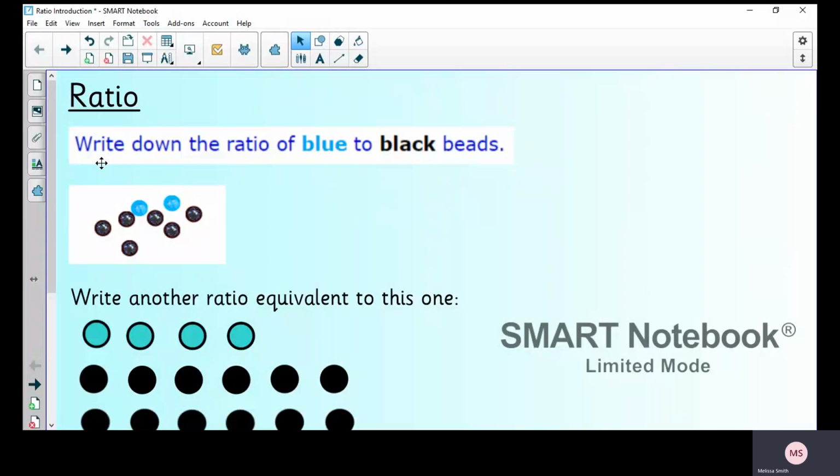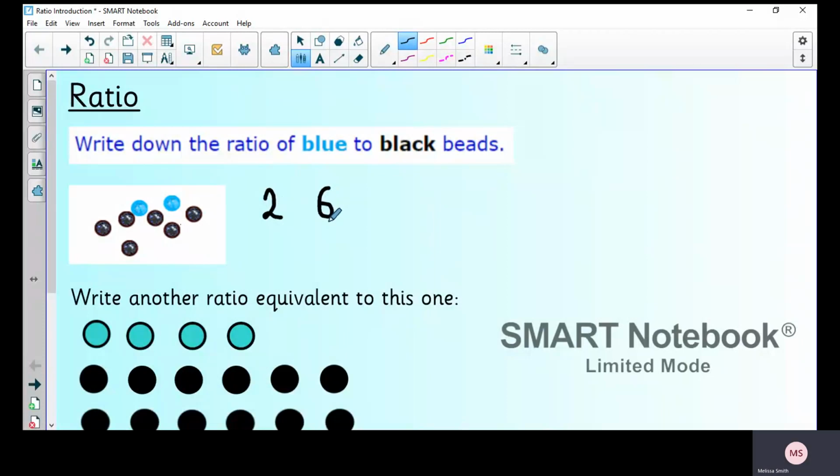So let's have a look at this question here. Write down the ratio of blue to black beads. So let's have a look. How many blue beads are there? Well, there's 2 blue beads to how many black beads? 1, 2, 3, 4, 5, 6. 2 blue beads to 6 black beads.